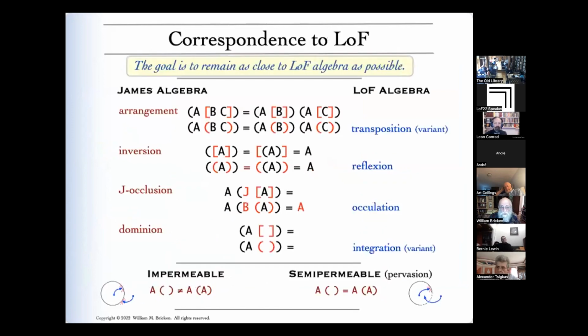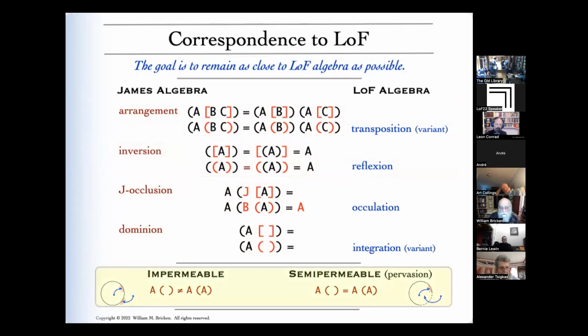Here's how James algebra matches laws of form. Arrangement is just like transposition, but the inner distinction is a bracket. Inversion is just like reflection, but one of the distinctions is a bracket. J occlusion is very different. It looks like occultation, but the J completely occludes both the inside and the outside A. And dominion is similar to integration. This theorem is important for defining how the bracket unit works.